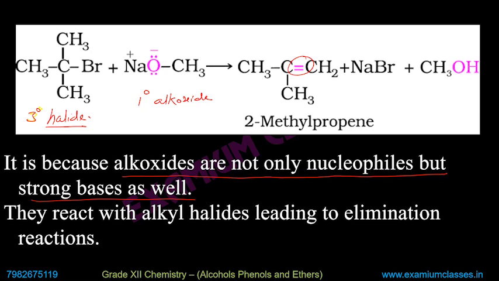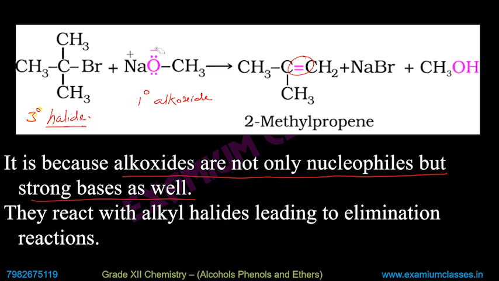So you must remember the reason: alkoxides are not only nucleophiles, these are nucleophiles because they have electrons, but they are very good bases also. And what are bases? Bases are those which can provide electrons very easily, which can lose electrons very easily. These actually can lose electrons very easily because they have ionic nature.